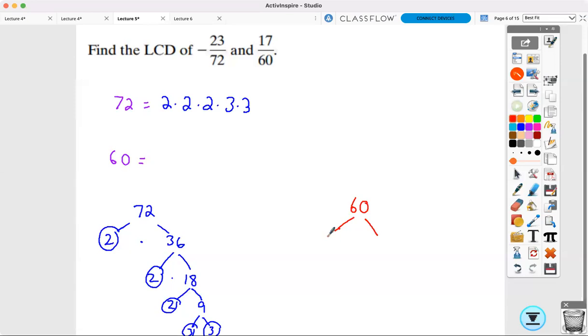So 60 can be broken down to 2 and 30. 2 times 30 is 60. 2 is a prime number. 30 can be broken down to 2 and 15. 15 can be broken down to 3 and 5. And these are both prime numbers, so we're done. So this is gonna be the same thing as 2 times 2 times 3 times 5.